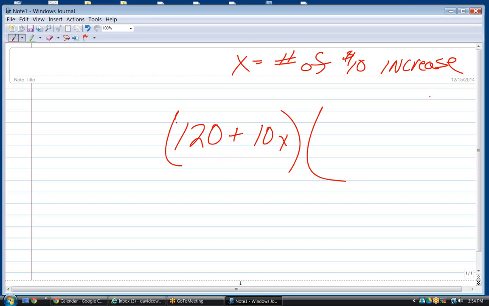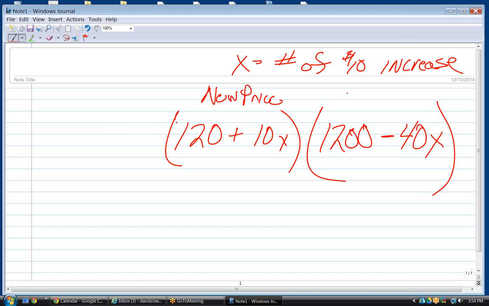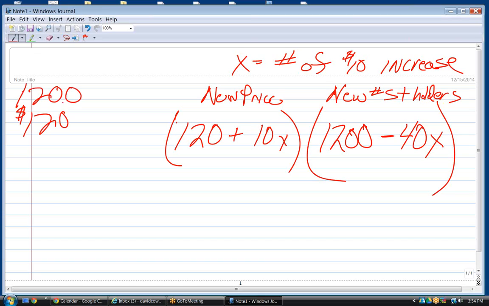Total revenue is the new ticket price times the number of people who have season tickets. Well, there are currently 1,200. But I know that I'm going to lose 40 for every x. Okay. So this is the new price, and this is the new number of season ticket holders. We started at $120 as our old price, and we had 1,200 season ticket holders.